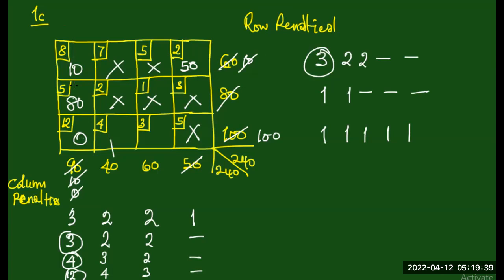Now, here we've allocated everything. So put a dash. We've not finished. We have 1 here, so put 4 there. We've not finished. We have 1, so put 3 there. We finished here, so that's a dash. So the row and column penalty, which is the highest?